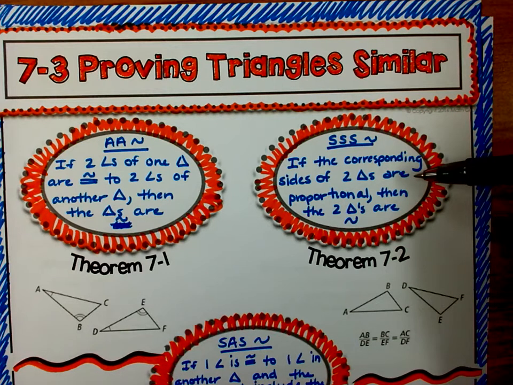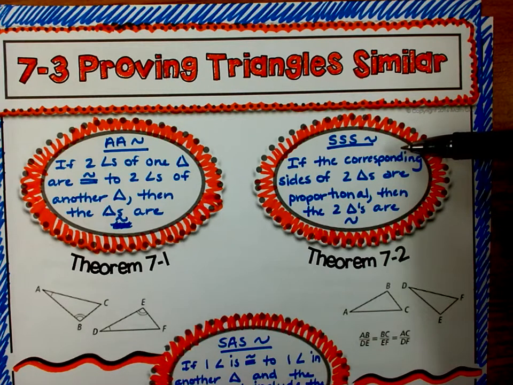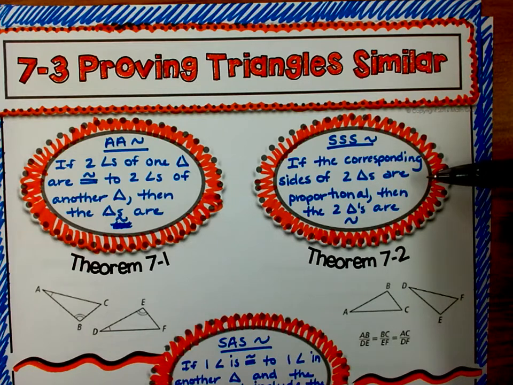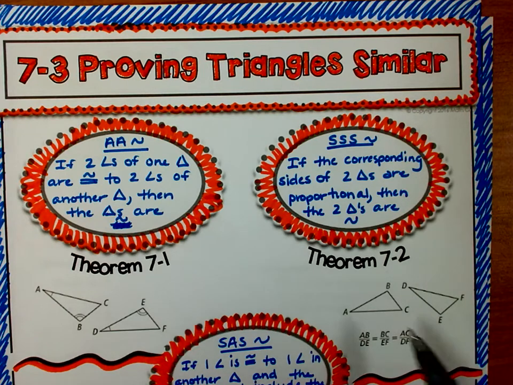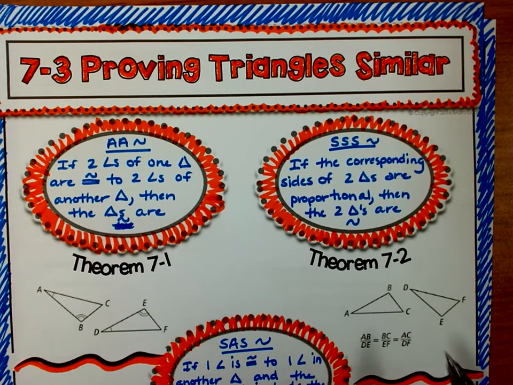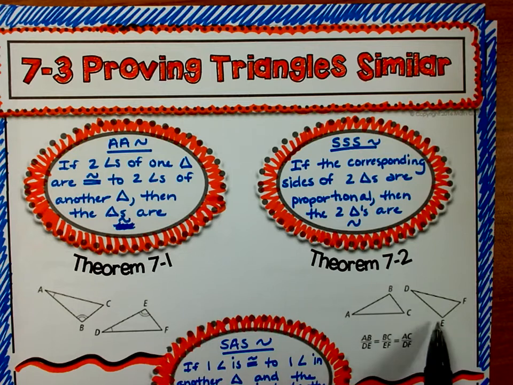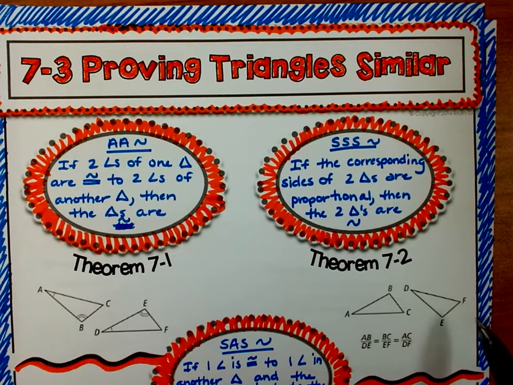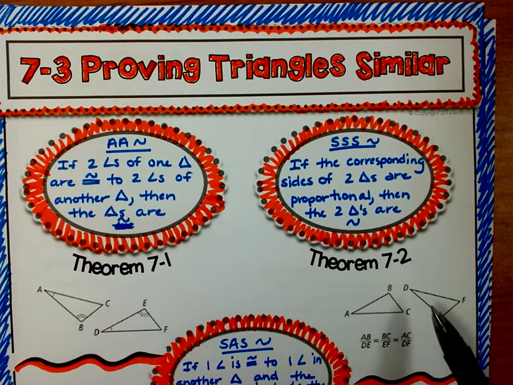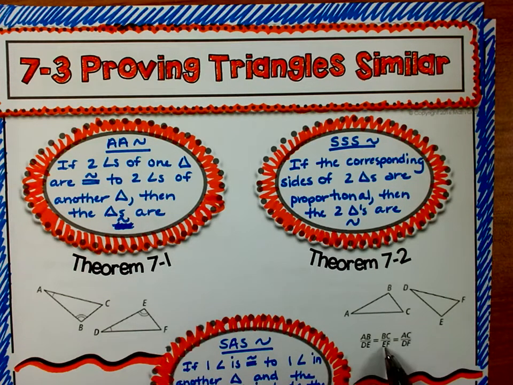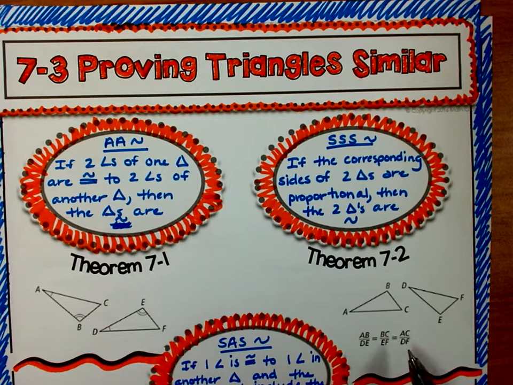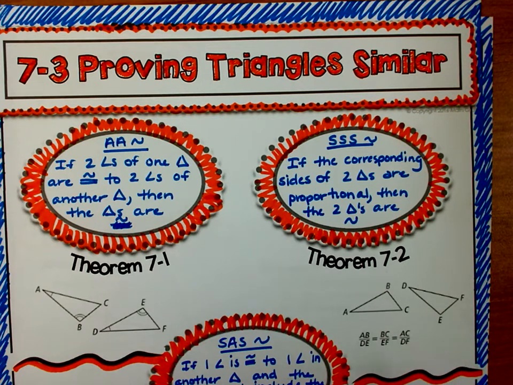In Theorem 7.2, side, side, side similarity says if the corresponding sides of two triangles are proportional, then the two triangles are similar. So if AB is to DE as BC is to EF as AC is to DF, or in other words, if all of these are congruent fractions, then we have two similar triangles.